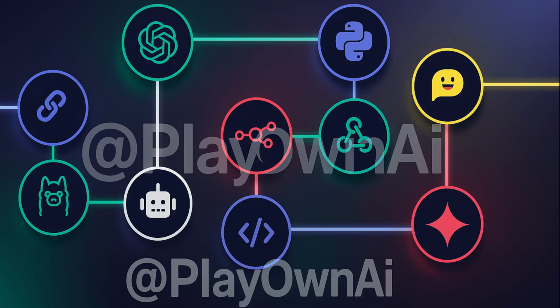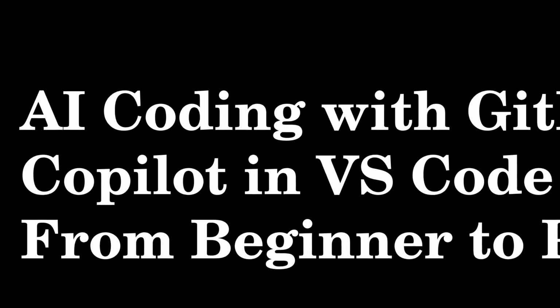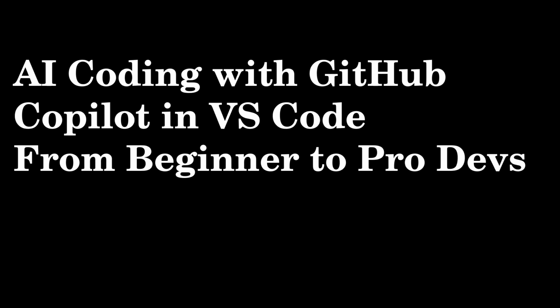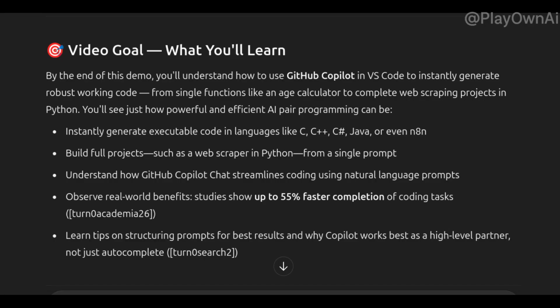It's Rashida here. Today, we're diving deep into the world of AI-powered automated coding by GitHub Copilot with Visual Studio Code. This isn't just about theory. We'll show you how it's simple, smart, and real-time, transforming the way you write code. Ready to see how these powerful tools can elevate your development? Let's get started. Video goal: what you'll learn.